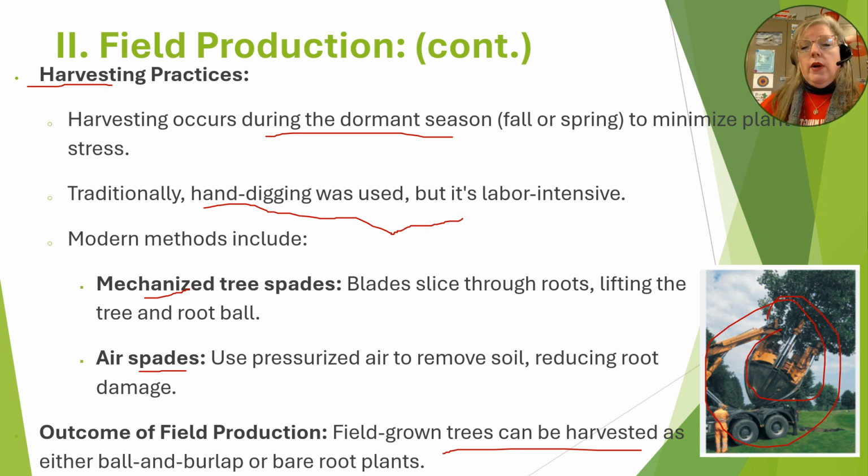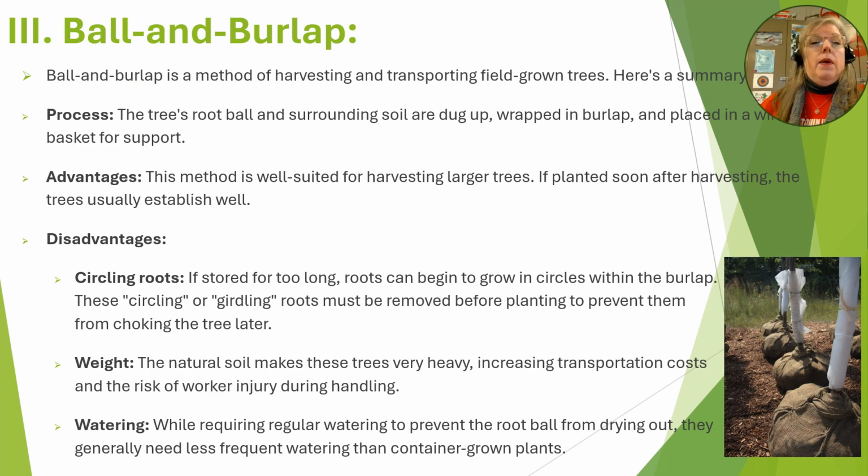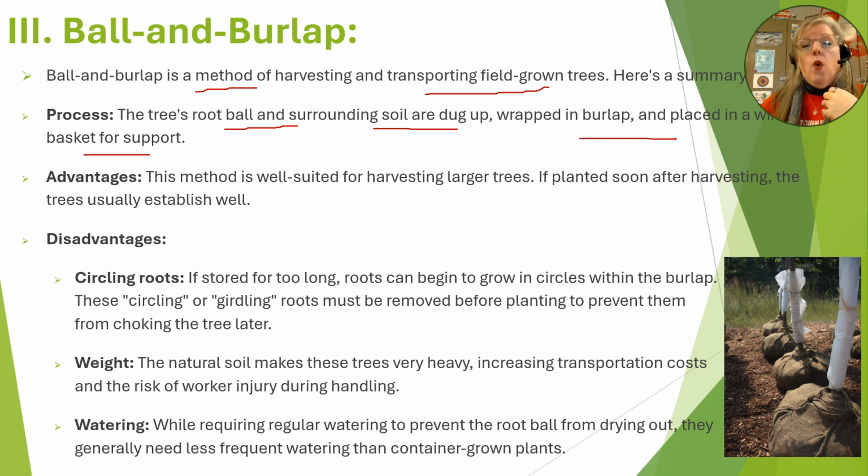So once you start it growing in the field, then you've got to set it up. Ball and burlap is the first one. It's a method of harvesting and transporting the field-grown trees. You take the tree's root ball and surrounding soil, dig it all up, wrap it in burlap, and place it in a wire basket. You have to support it. And this is well suited for harvesting the larger trees. If you plant them very soon after harvesting, the tree will usually establish itself well.